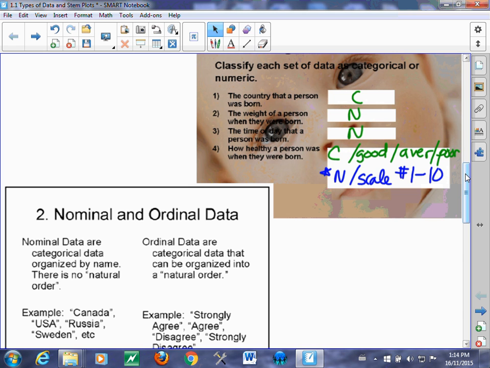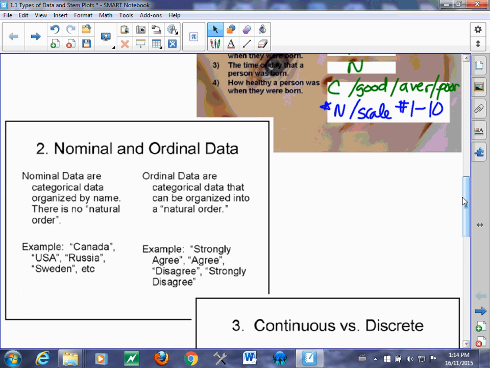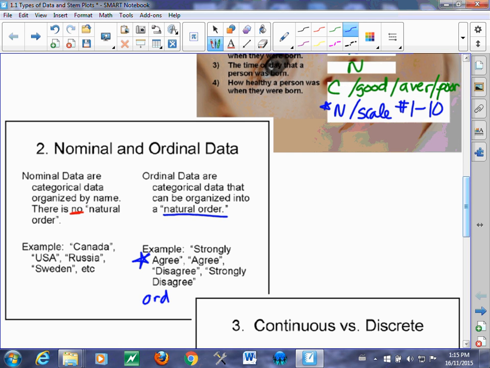All right, let's take a look at our second category, folks. This is nominal versus ordinal. Okay, nominal data is organized by name, and there is no natural order. Okay, so for example, Canada, US, Russia, Sweden. Okay, you could put them in alphabetical order. Ordinal data, folks, ladies and gentlemen, has natural order. So this is one of the ones you've probably seen on the anti-bullying survey where you strongly disagree, disagree, agree, strongly agree. There is a distinct order here. So that's why it's called ordinal.